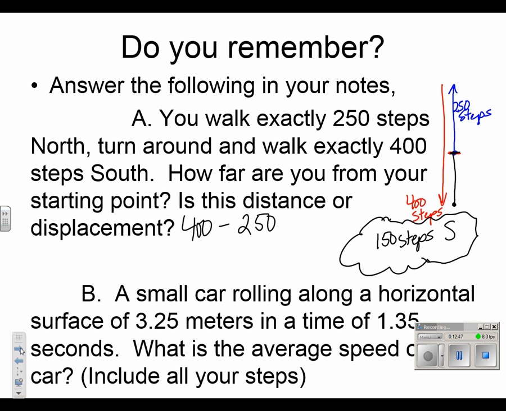All right? A small car is rolling along a horizontal surface 2.25 meters in a time of 1.35 seconds. What's the average speed of the car? I want you to take a little bit of time to do that. That one's not actually one of the examples here, but go ahead and take some time to do it. Pause me right here, do that one, and make sure you include all your steps.